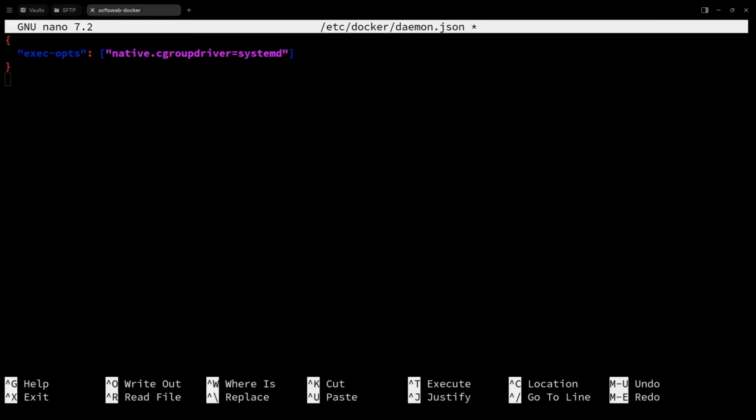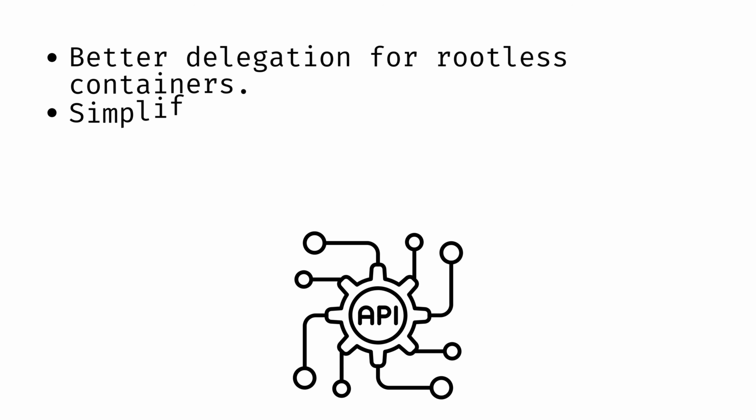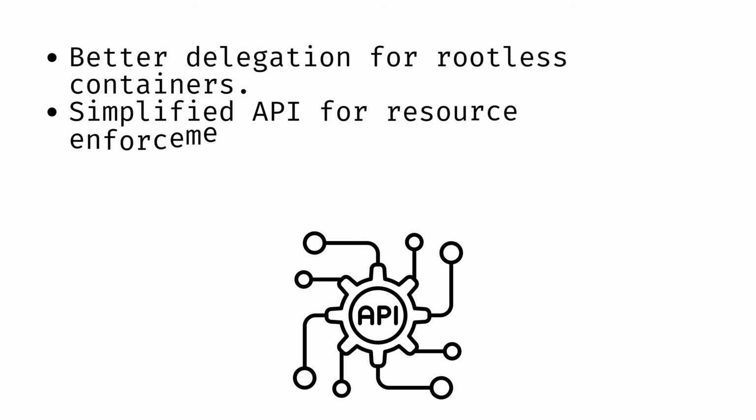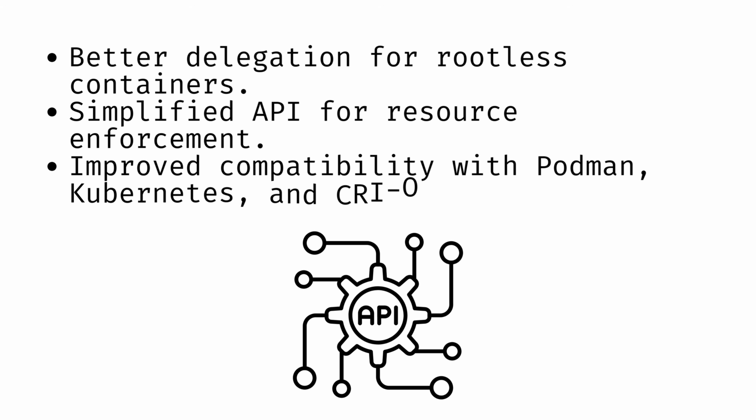But why upgrade? Better delegation for rootless containers. Simplified API for resource enforcement. Improved compatibility with Podman, Kubernetes, and CRI-O. Real-world impact: high-density workloads, machine learning jobs, and CI/CD pipelines benefit from predictable performance and stronger security boundaries.